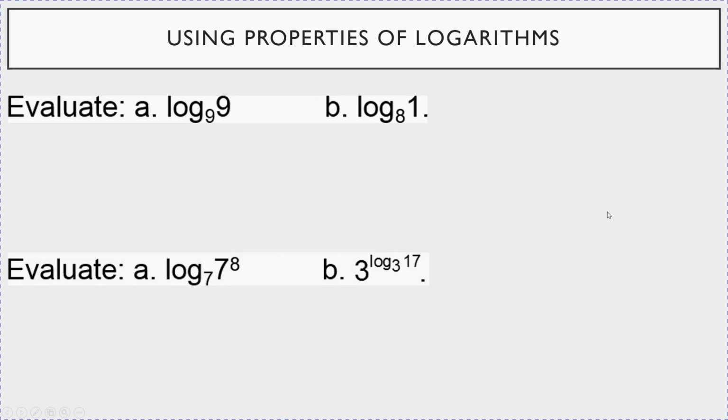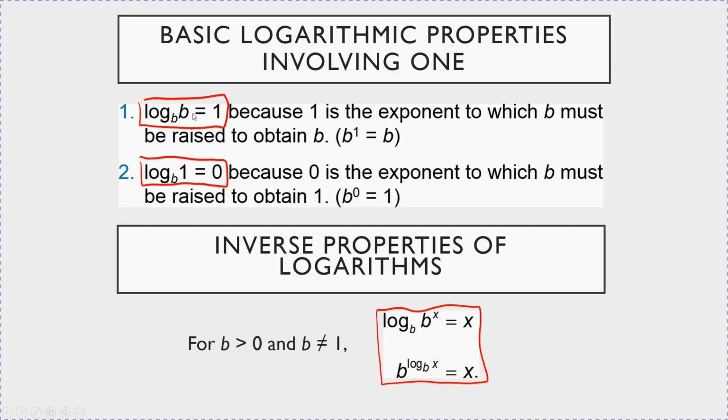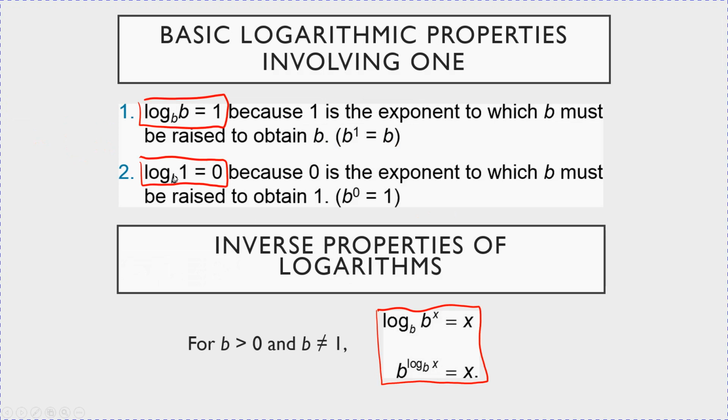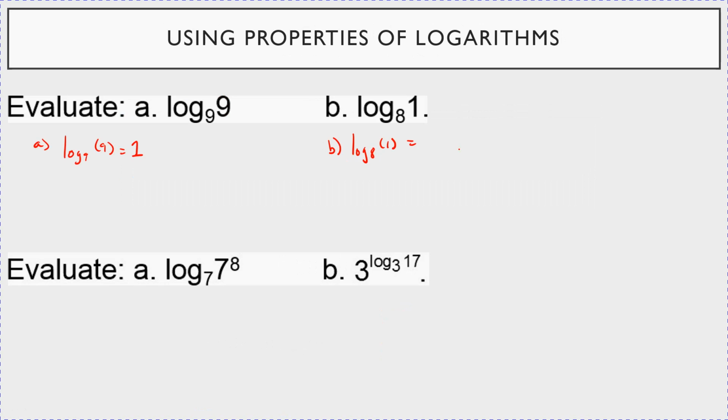All right, so let's evaluate the following. Here's the first one: log base 9 of 9. Well, look, the bases are the same. When the bases are the same, this is just equal to 1. And then here, log base 8 of 1. Well, look, log of 1 in any base is always equal to 0.